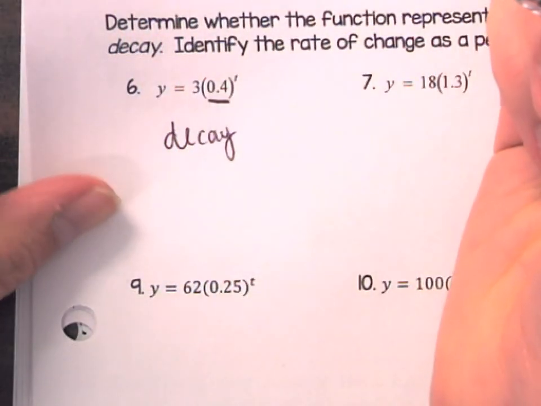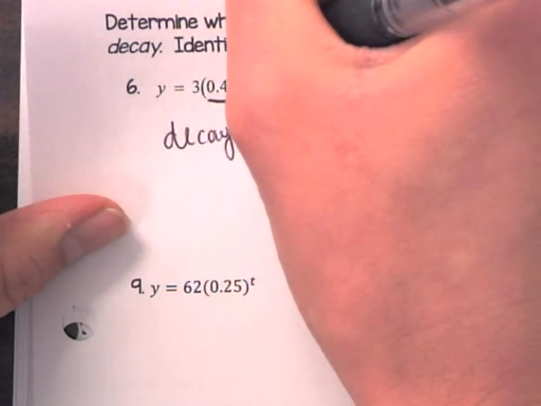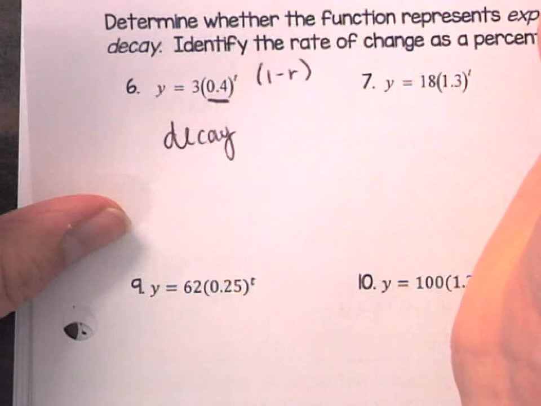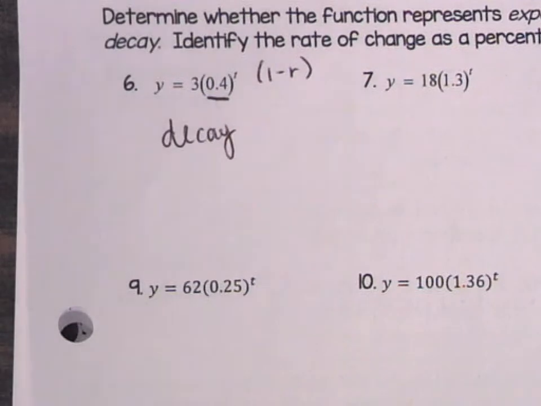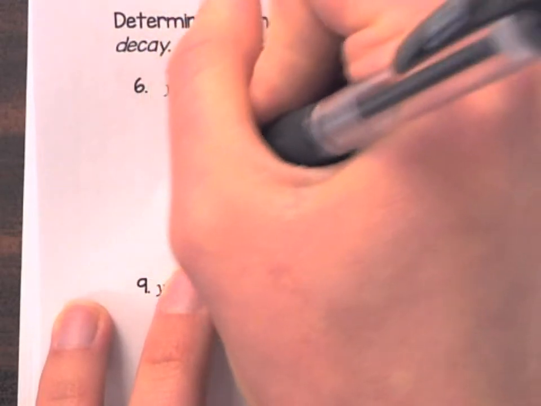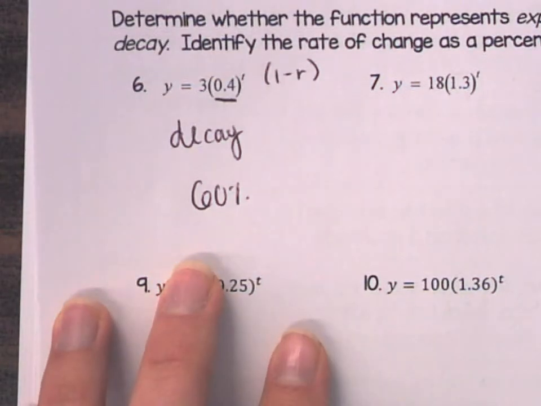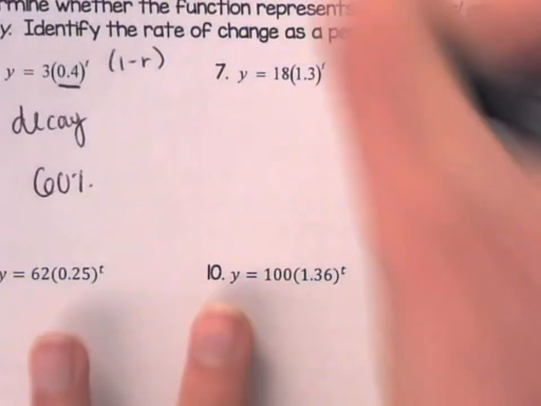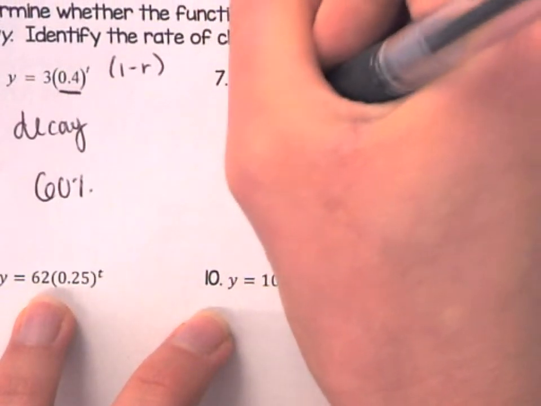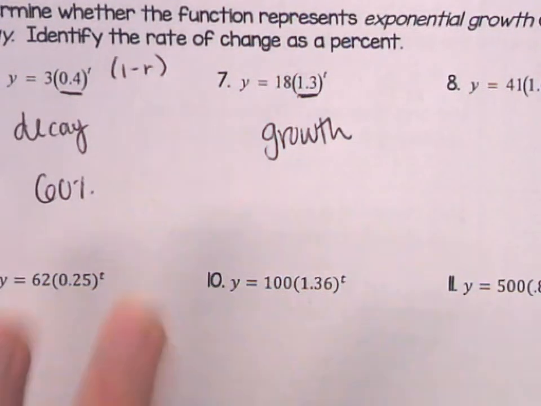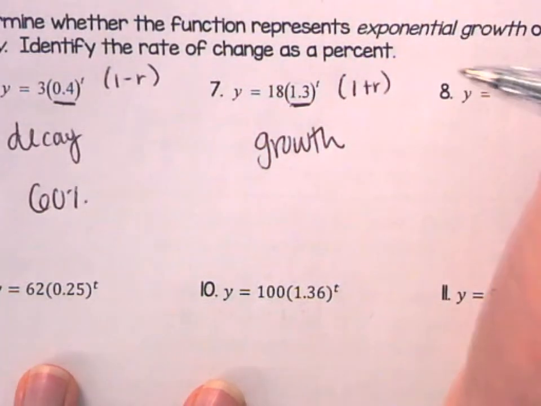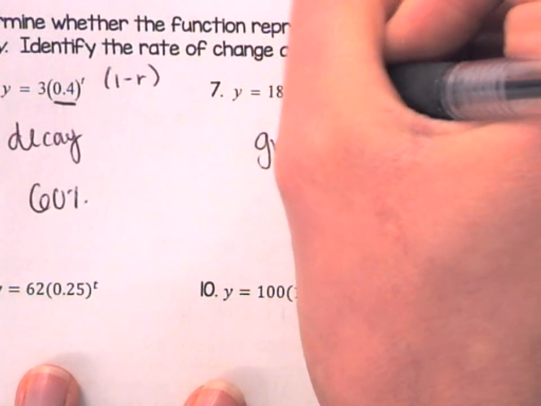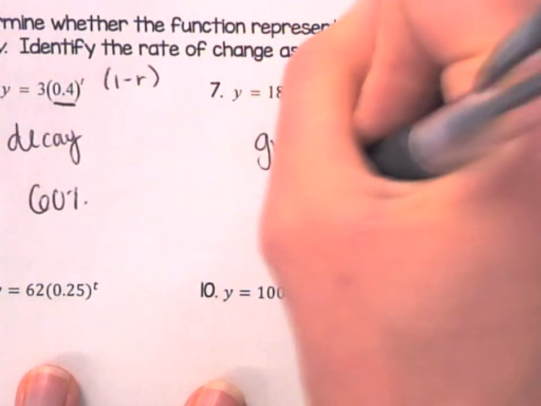And the amount that it's decaying by, remember, in our formula, we do 1 minus the rate. So they did 1 minus some number and we're left with 0.4. So 0.4 is 40%. So if you have 40% left over, that means the amount it decreased by was 60%. On number 7, our rate is greater than 1, so we can see that this is representing growth. And our formula told us to do 1 plus our rate. This is just part of the formula, not the whole thing. So the part being added to 1 is the 0.3, and 0.3 as a percent is 30%, so it's going up by 30% each time.